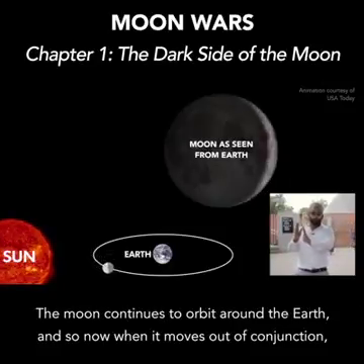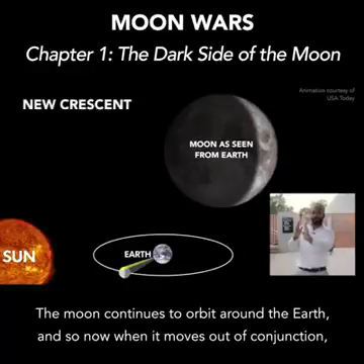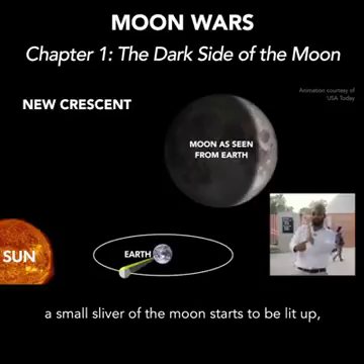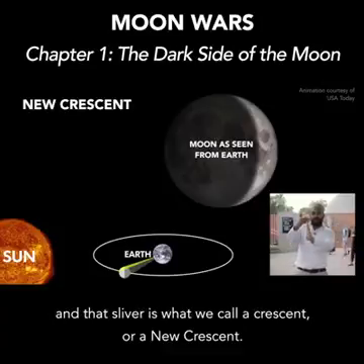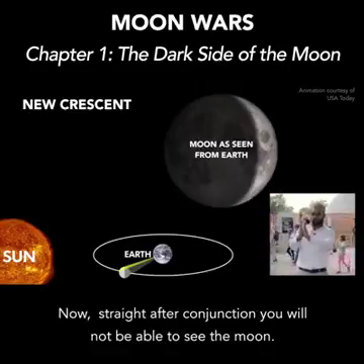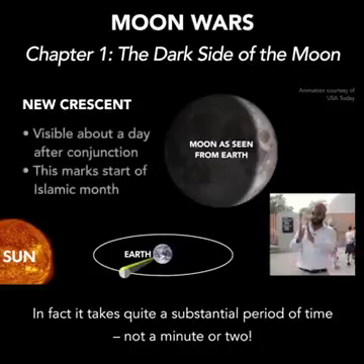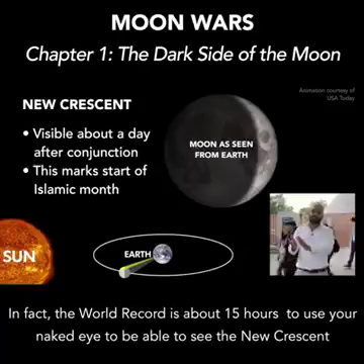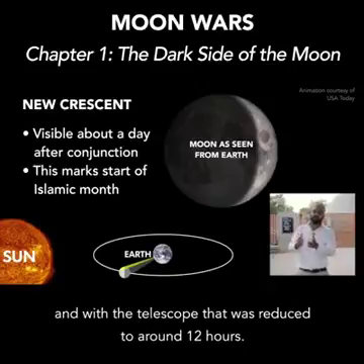The moon continues to orbit around the earth, and so now when it moves out of conjunction, a small sliver of the moon starts to become lit up. And that sliver is what we call a crescent or a new crescent. Now, straight after conjunction, you will not be able to see the moon. In fact, it takes quite a substantial period of time, not a minute or two. In fact, the world record is about 15 hours to use your naked eye to be able to see the new crescent. And with a telescope, that was reduced to around 12 hours.